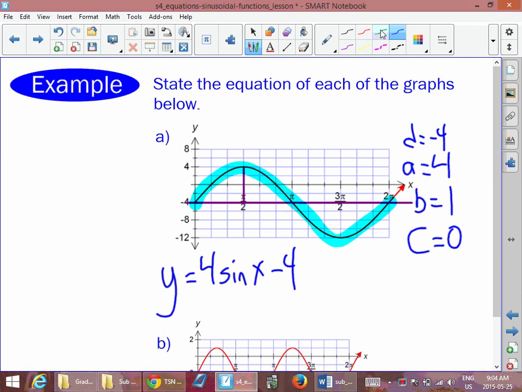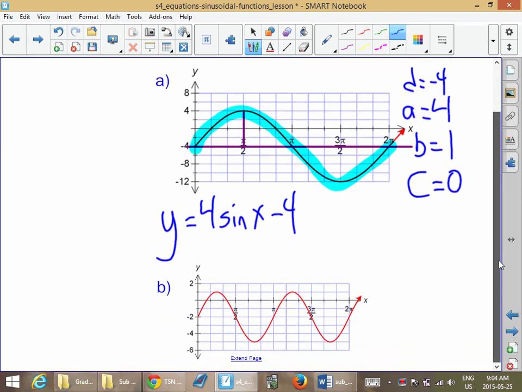So we have to look at this in a systematic way, starting with the D value, then thinking about the A value, then going to the B value, and then the C value. Okay? All right, let's do another one.